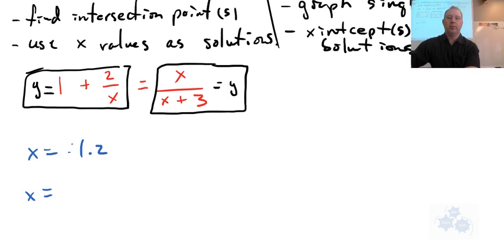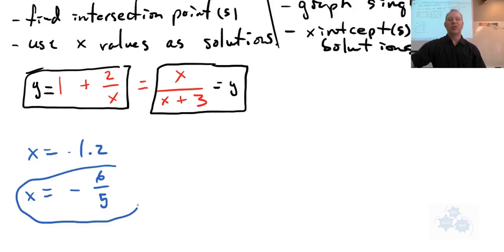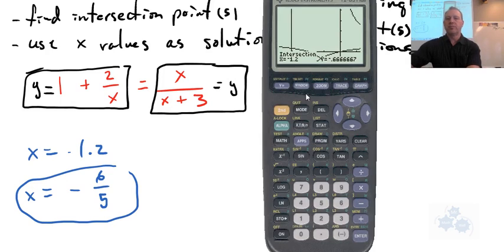Negative 12 over 10, or 6 over 5. Okay, so usually in preparation for calculus, we're going to want to try and use fractions when we can, but if you're using your calculator, I'm fine with decimals. So is there another solution?